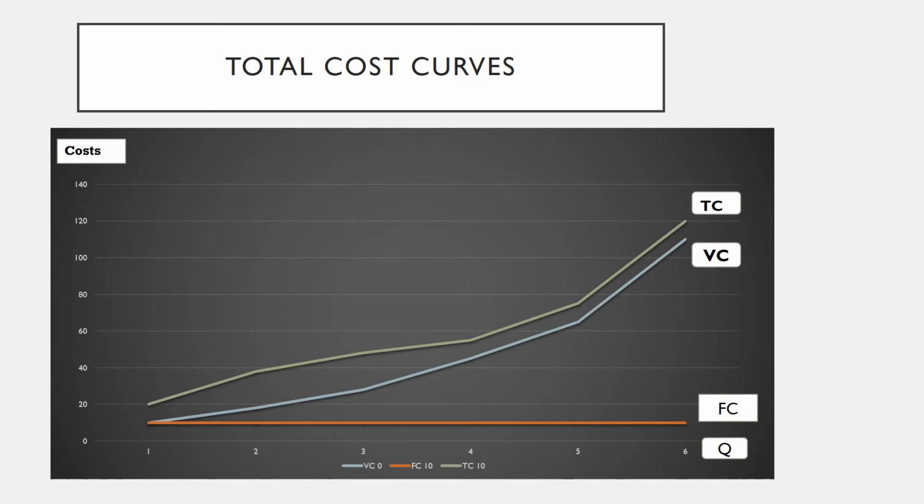And finally, you have total cost. So fixed cost plus variable cost equals total cost. That's why total cost will always be greater than variable and fixed cost.